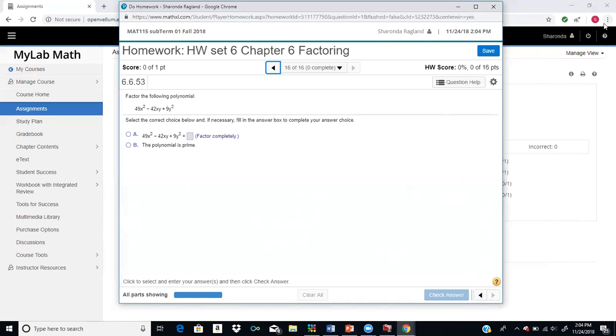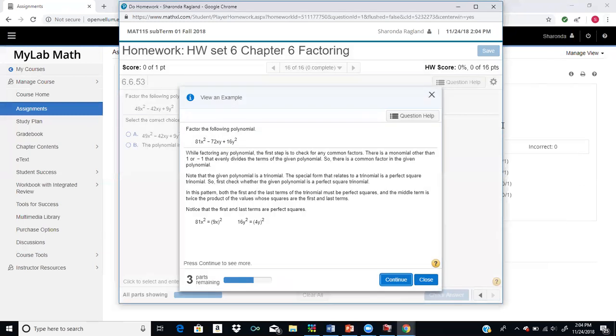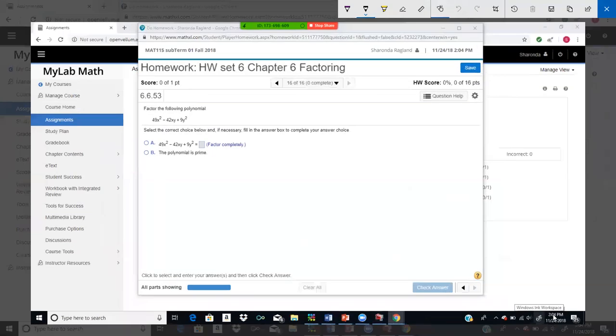They're perfect squares. So when you are factoring, I would probably do the trial and error first. Let's just do the actual problem here: 49x squared minus 42xy plus 9y squared. The first thing you look for is the GCF.